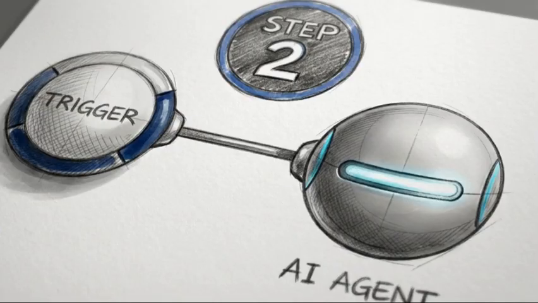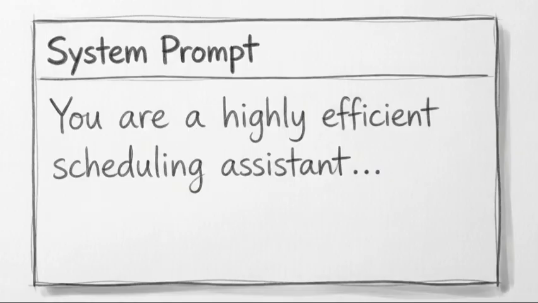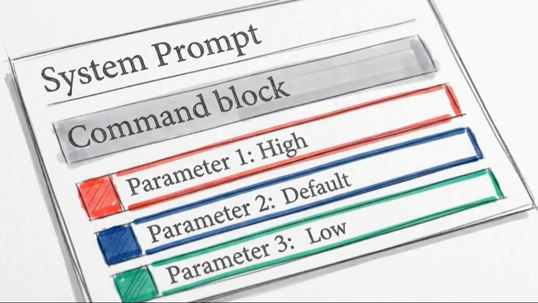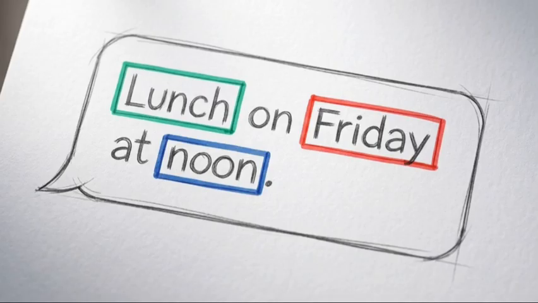Step 2 is adding the main AI agent node directly to the output of your Telegram trigger. You must give this agent a specific persona and precise written instructions. Tell it exactly how to extract the date, time, and event title from your chat messages.